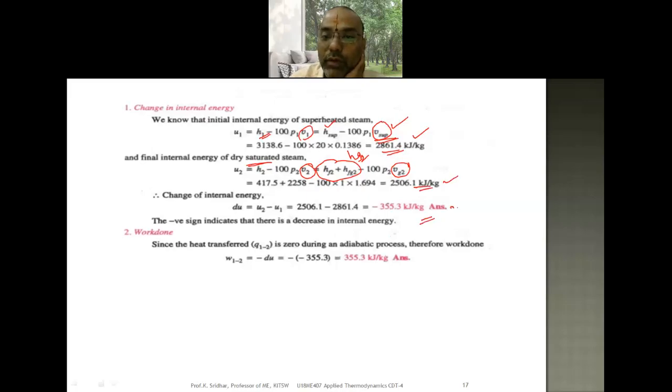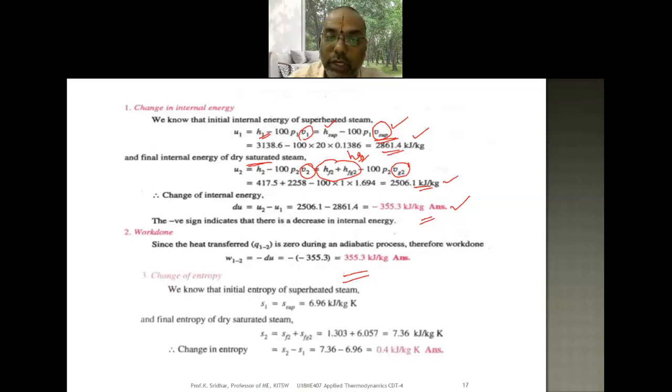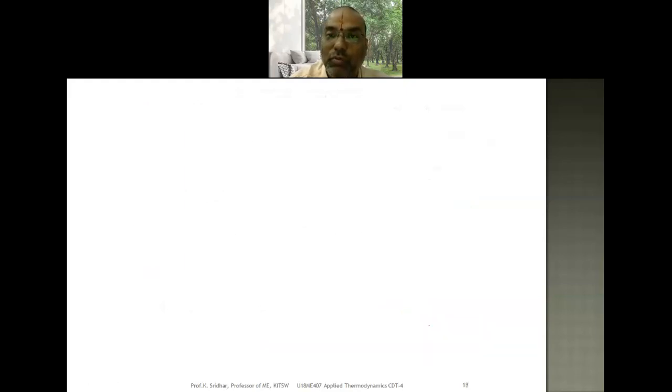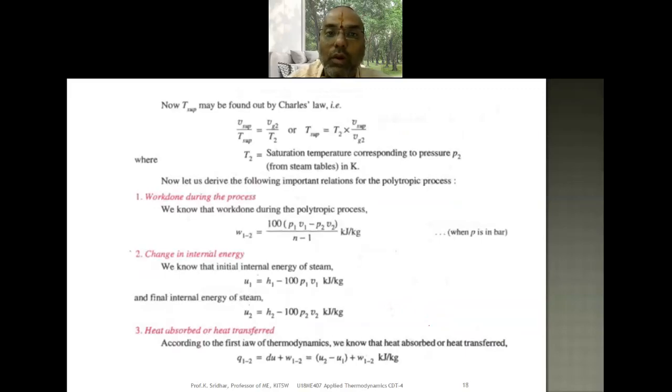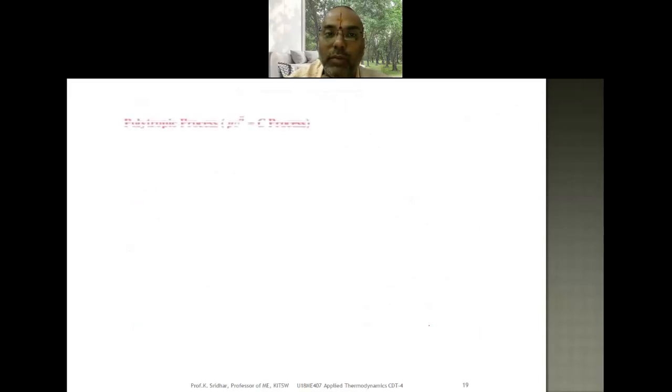So dU, U2 minus U1, shows a decrease in the internal energy of 355.3 kilojoules per kg. And for the work done during the adiabatic process, delta Q is equivalent to dU plus delta W. So the work done will be equivalent to minus of dU, that is 355.3 kilojoules per kg. And for the change of the entropy, because the initial condition is superheated, S1 is equal to S superheated, and S2 is equivalent to Sg2 because it is a dry saturated state. So the change in the entropy value is equivalent to 0.4 kilojoules per kg Kelvin. Now the T superheated, work done, internal energy, heat absorbed, the formulas for all these are basically given.